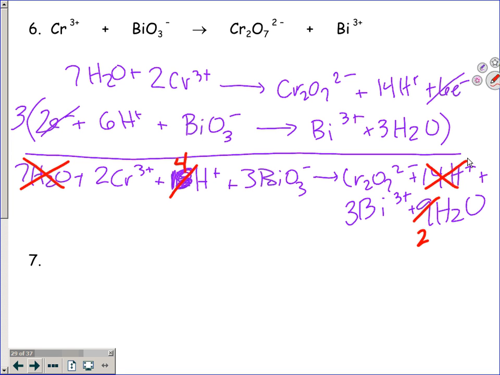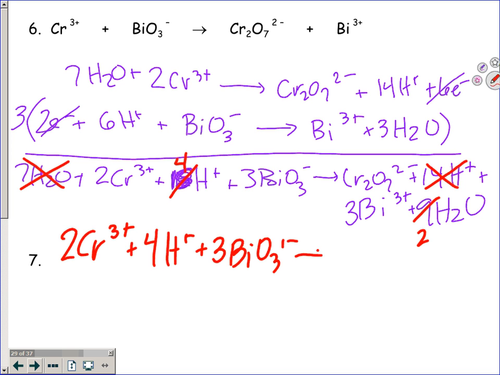So the total simplified version of this is 2 chromiums plus 4 H pluses plus 3 BiO3, 1 minus, yields dichromate, 3 bismuth ions, and 2 waters. Alright, talk to the person next to you if you have a question real fast.